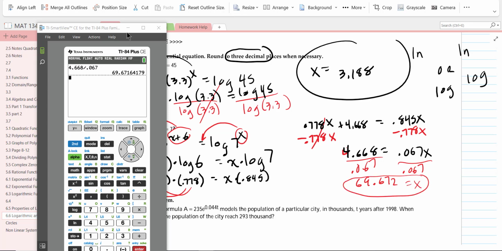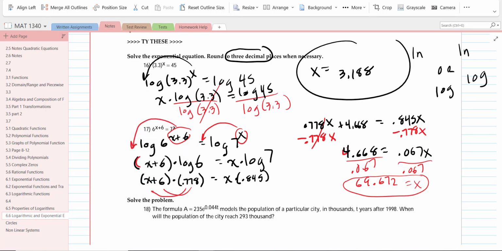Did anybody end up getting that? Okay, all right. So, I mean, sometimes it's good to just, once you get the log in the problem, use decimals. And then that is a standard equation at that point. Okay, you guys understand what I did?